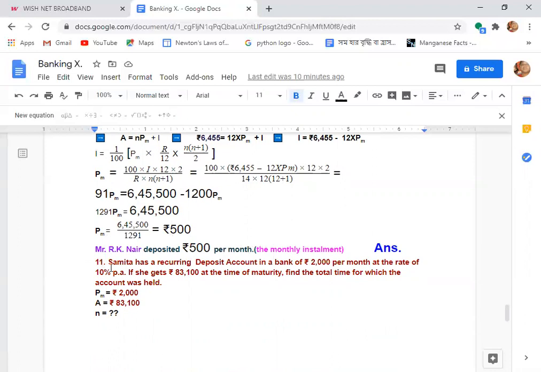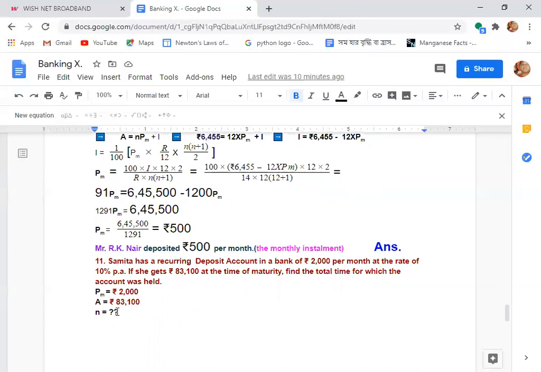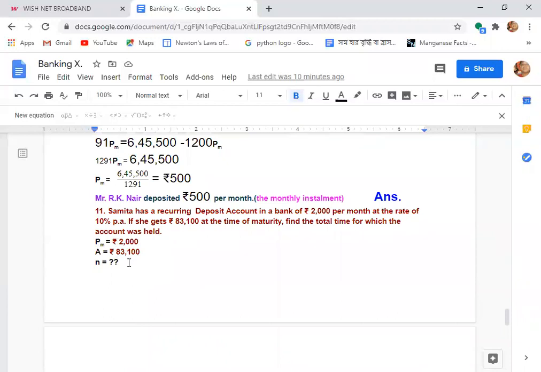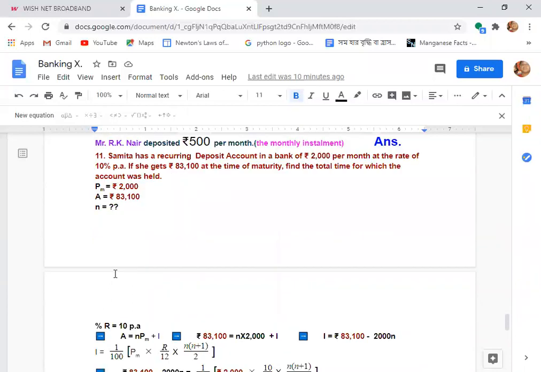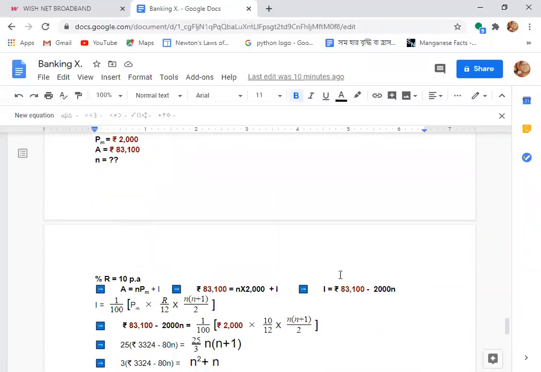Now the last sum, it is also very tough. Samita has a recurring deposit account in a bank for rupees 2,000 per month at the rate of 10% per annum. What is given is the per month value, 2,000. Amount she got is 83,100. Number of transactions, sorry, time you have to find out. Rate of interest is 10%. Doing in the similar way, we got A equals N PM plus I. I is also not given.